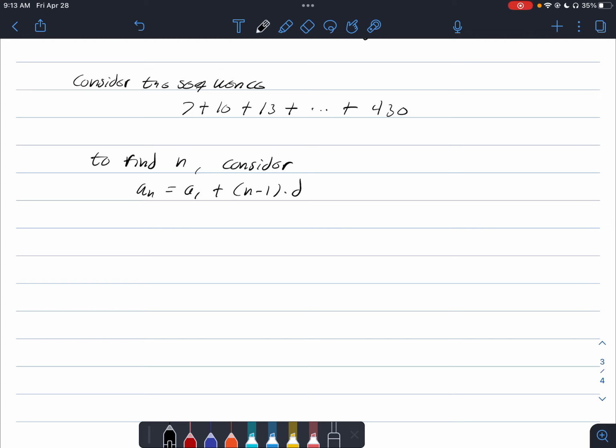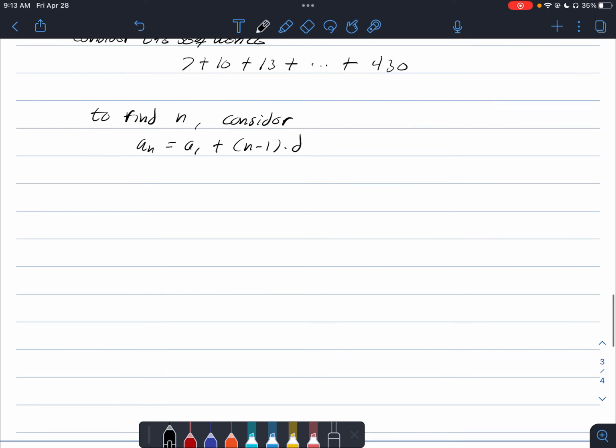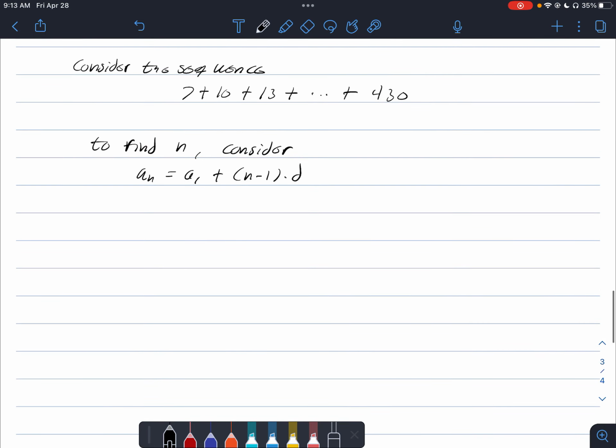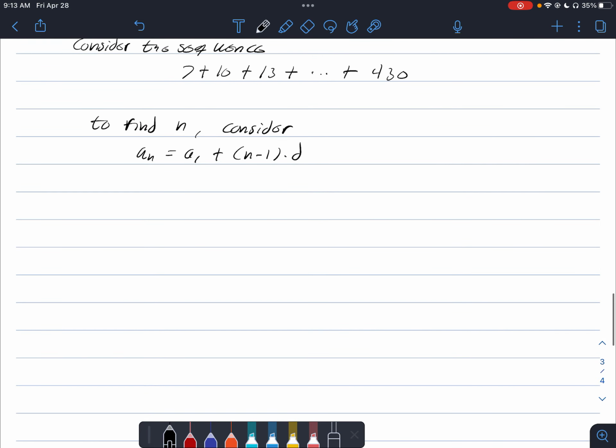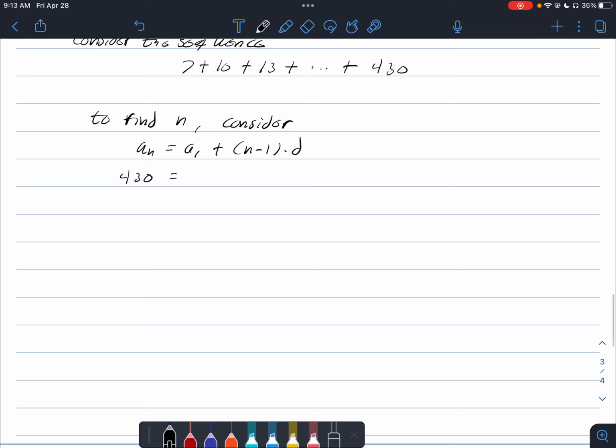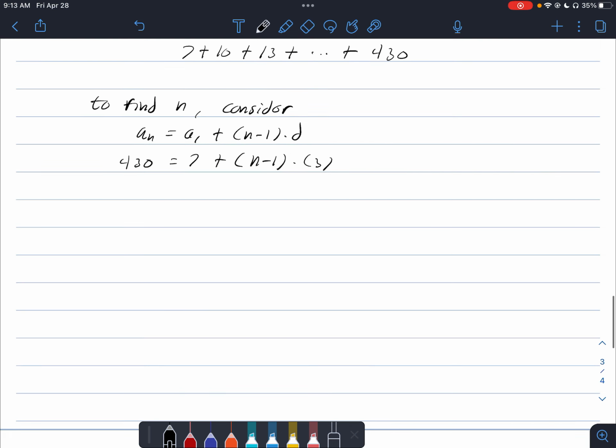So if we can find each of the terms here, we can find how many numbers there are. A sub n in this case, if we want to find how many there are up to 430, we're going to have 430 for a sub n. And that's going to be equal to a1, which is 7 here, plus n minus 1. We don't know n yet, so we're going to leave the n alone. And we know that the common difference is 3. Each term appears to be 3 larger than the previous term. So now we can go ahead and solve for n.